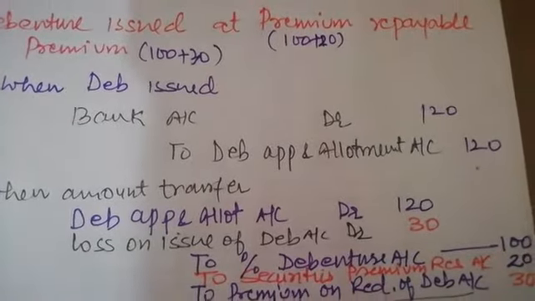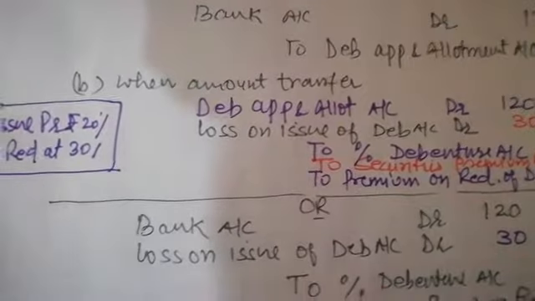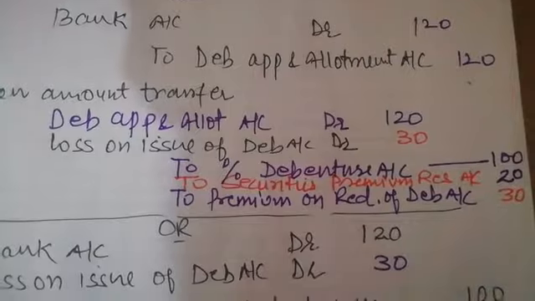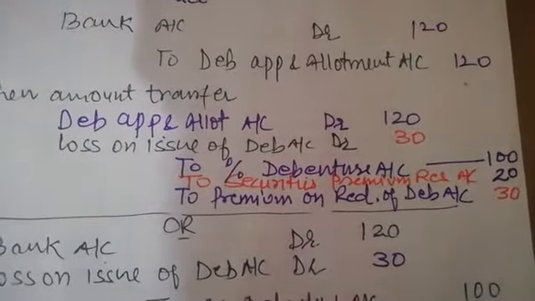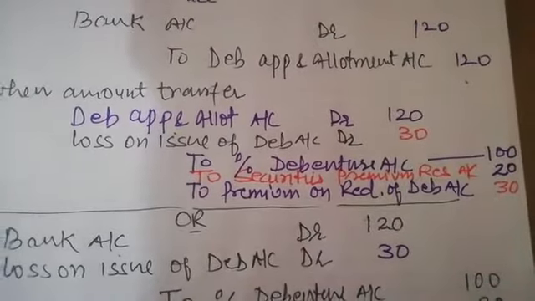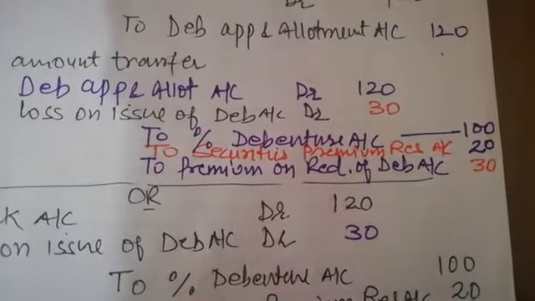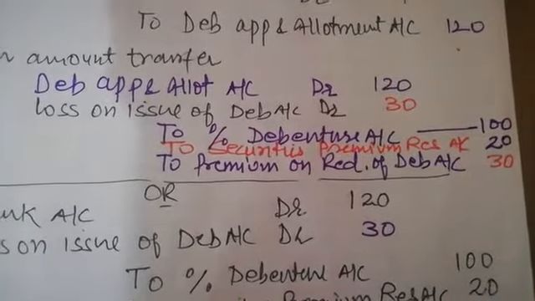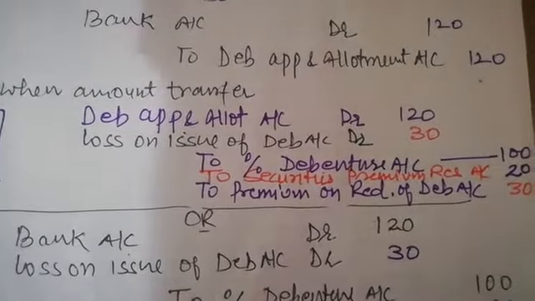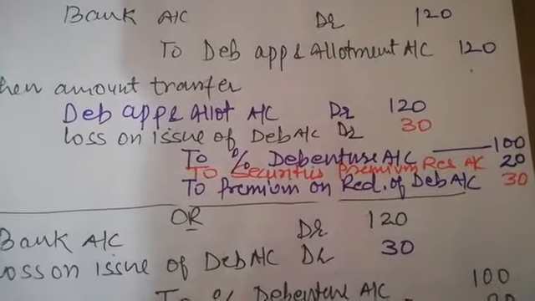So the journal entry will be: Bank Account debit, to Debenture Application and Allotment along with the securities premium reserve, 120 rupees. And when the amount is transferred to the debentures account, the entry is: Debenture Application and Allotment Account debit, Loss on Issue of Debentures Account debit, equal to the premium on redemption of debentures, to 2% Debentures, to Securities Premium Reserve, the premium at the time of issue, and to Premium on Redemption of Debentures.